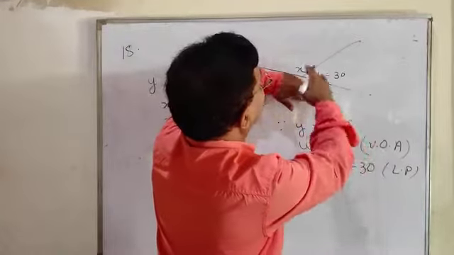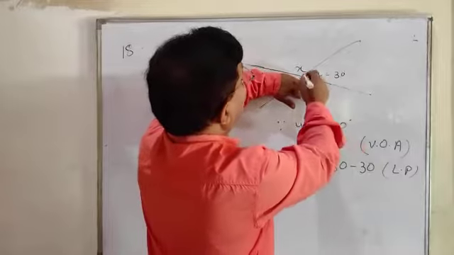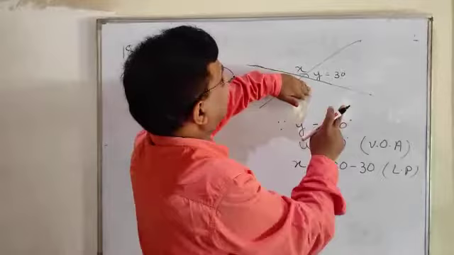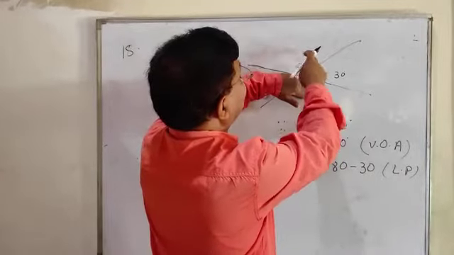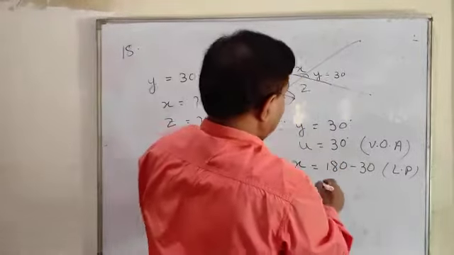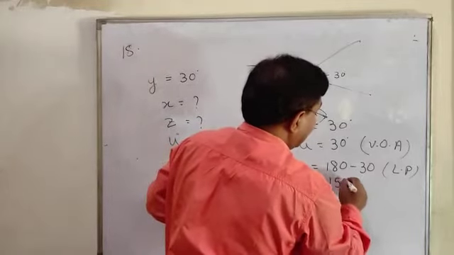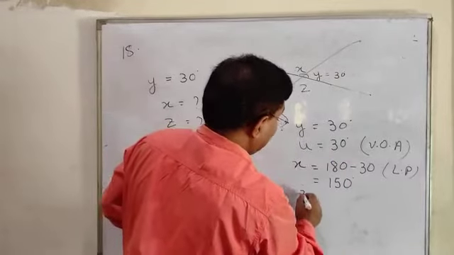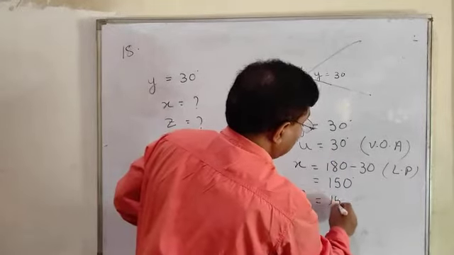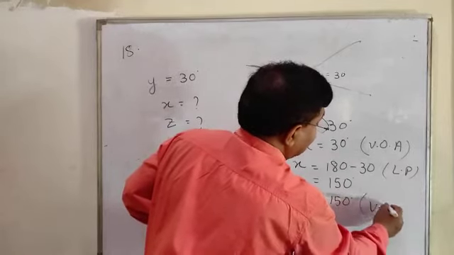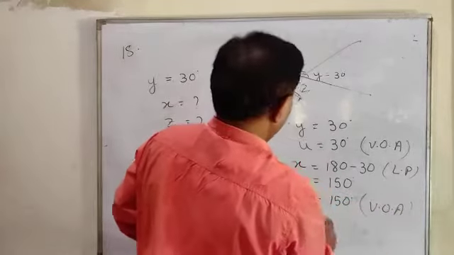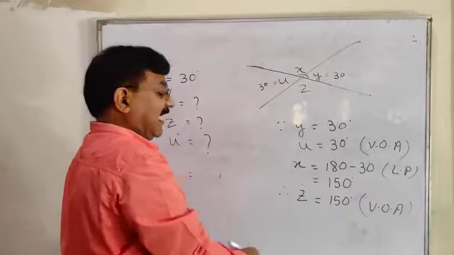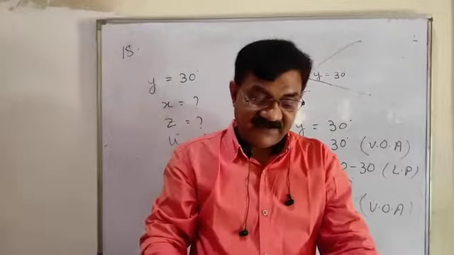This is a straight line, and a straight line forms a straight angle, so their sum must be equal to 180 degrees. Y is 30 degrees, then X will be 180 minus 30, which means 150 degrees. And if X is equal to 150 degrees, therefore Z will also be equal to 150 degrees, and the reason is vertically opposite angles. So we have found U is equal to 30, X is equal to 150 and Z is equal to 150 degrees.